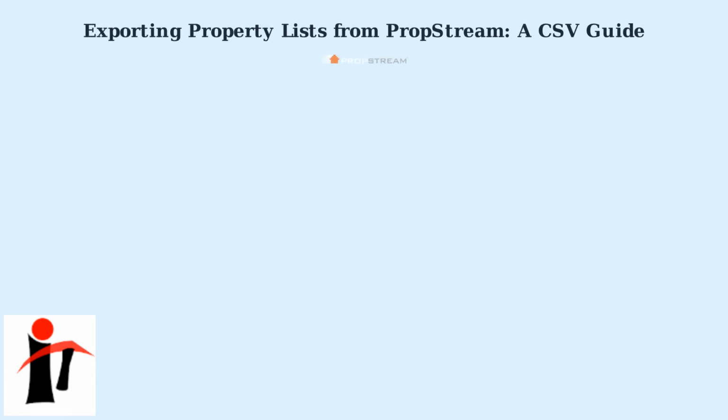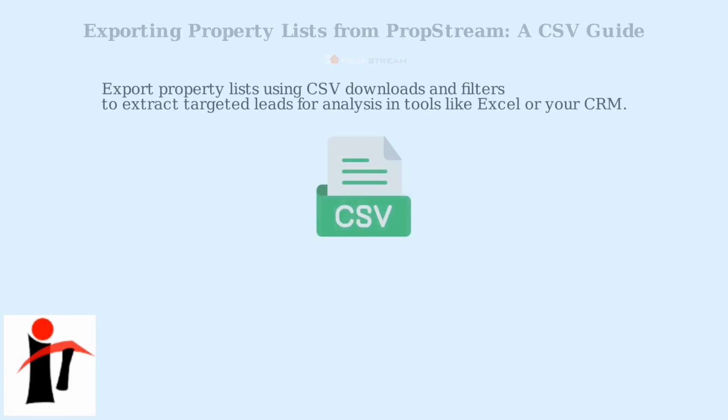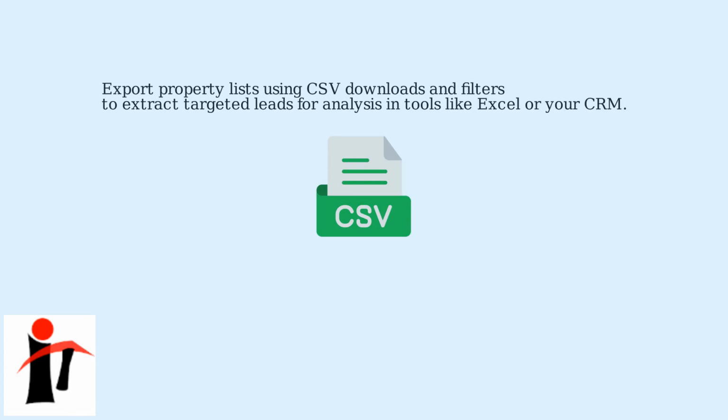PropStream is a powerful real estate data platform. In this video, we will show you how to export property lists using CSV downloads and filters. This allows you to extract targeted leads for analysis in tools like Excel or your CRM.